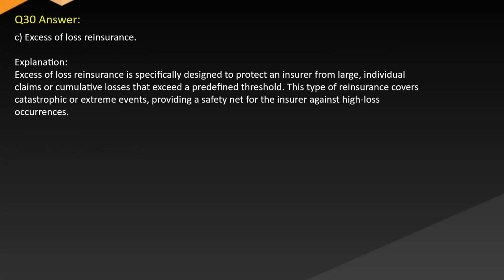Answer C. Excessive loss reinsurance. Explanation: excessive loss reinsurance is specifically designed to protect an insurer from large individual claims or cumulative losses that exceed a predefined threshold. This type of reinsurance covers catastrophic or extreme events, providing a safety net for the insurer against high loss occurrences.